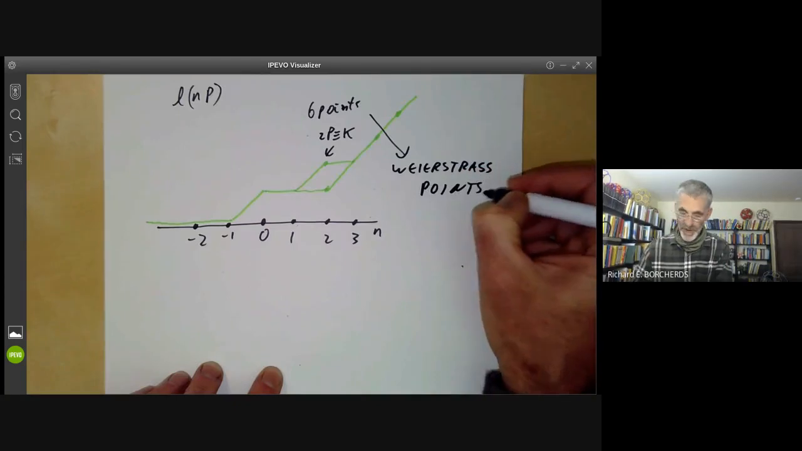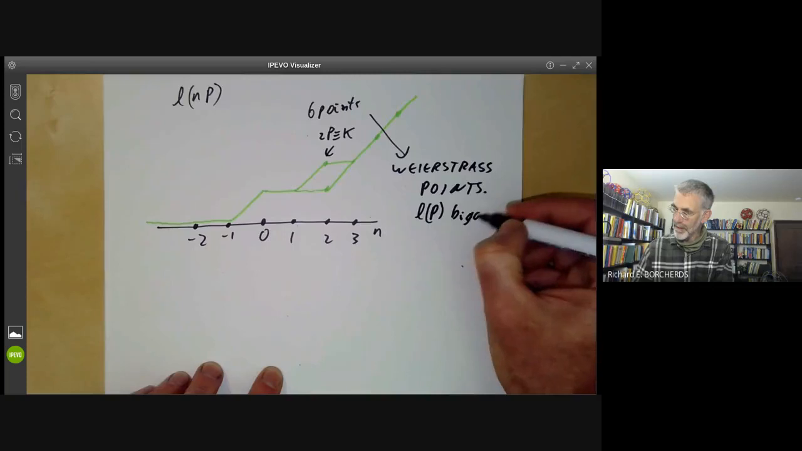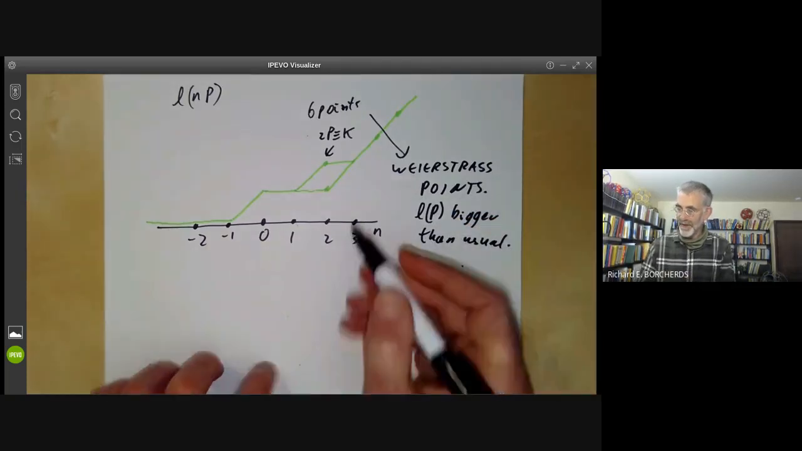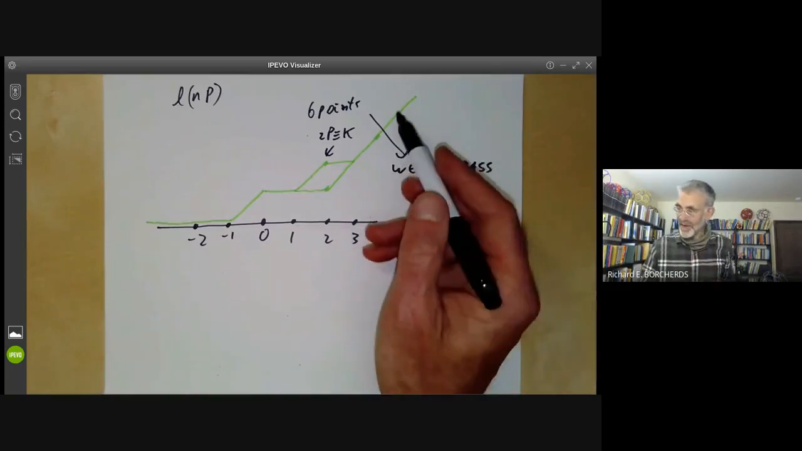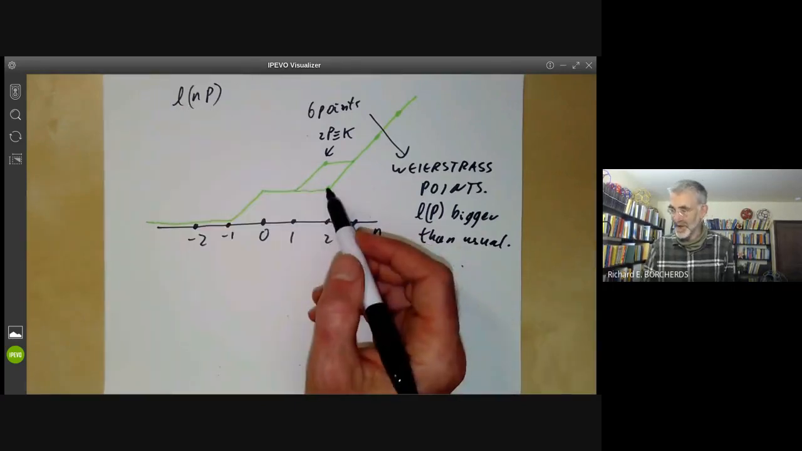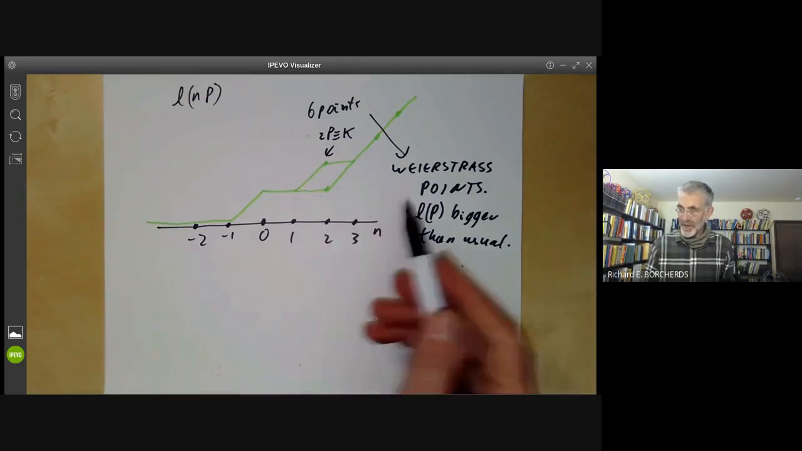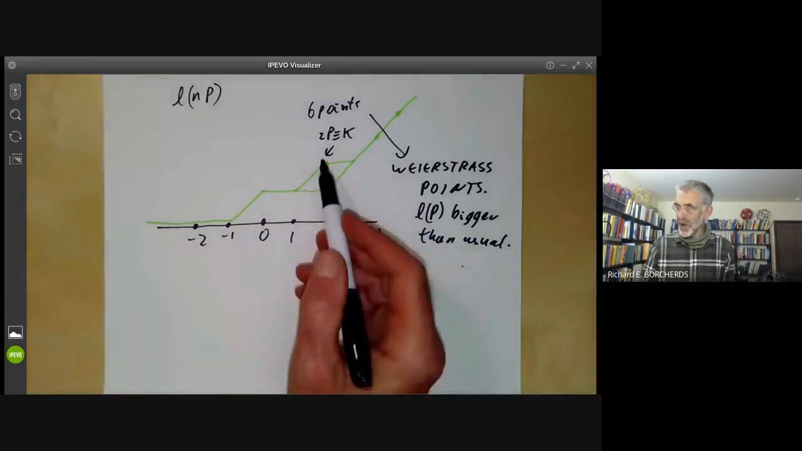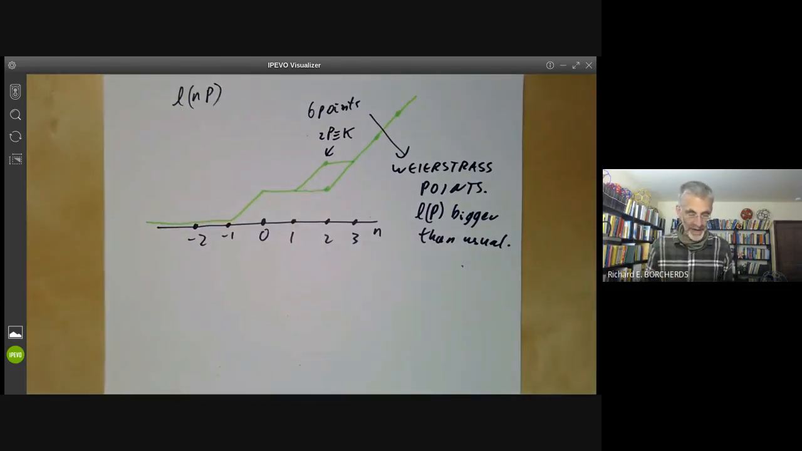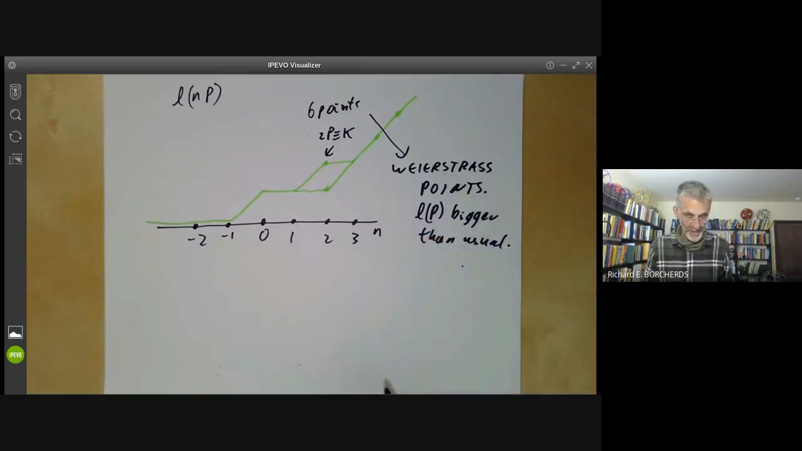So a Weierstrass point is a point P where L of P is bigger than usual. So you find that generically, most points have L of nP being something fairly small, and occasionally you get points where it's a bit bigger than usual. So for genus 0 or 1 curves, there are no Weierstrass points because L of nP is entirely determined by n. But in genus 2 and above, we start getting all these rather special points.